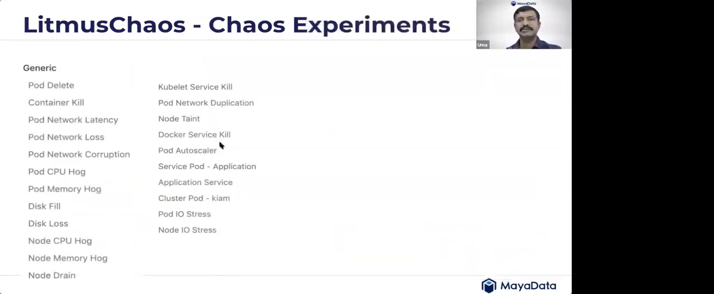So what are the experiments of Litmus Chaos? We categorize them into two. One is generic, which is about chaos experiments for Kubernetes resources. We provide chaos experiments for CPU, memory, at a pod level, node level, and then network, disk, and even a Kubernetes service, and at a Docker service level as well.